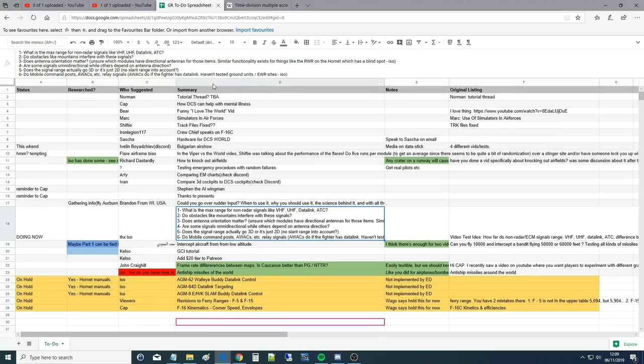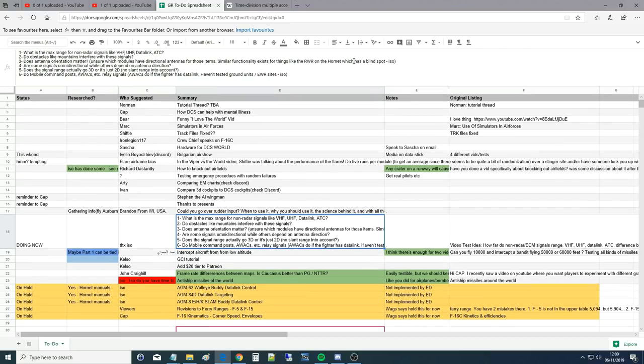Four, similar functionality exists for things like RWR and Hornet, which has a blind spot. Are some signals omnidirectional while others depend on antenna direction? Five, does signal range actually go 3D or is it just 2D? No slant range taken into account.